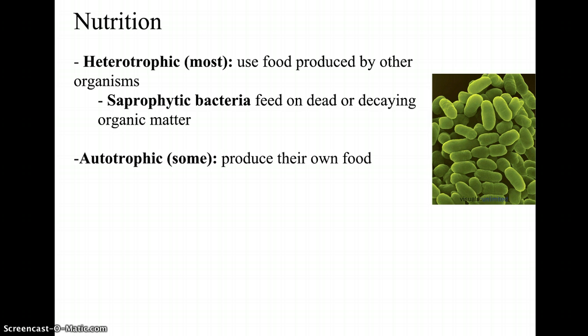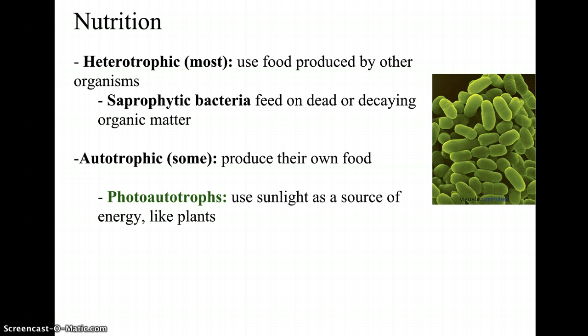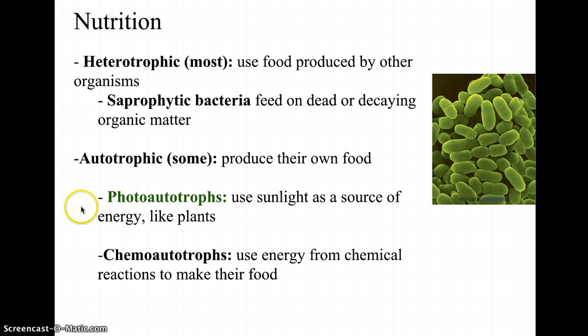Autotrophic bacteria produce their own food, and we have two different types. There are photoautotrophs, which, if you pay attention to the photo, it'll make sense that they use sunlight as a source of energy like plants. And chemoautotrophs, the chemo in there, use energy from chemical reactions to make their food.